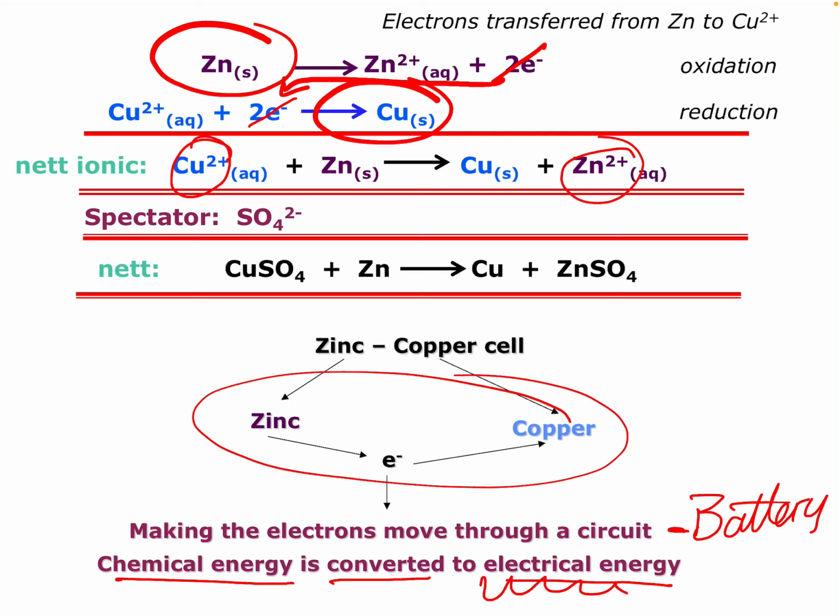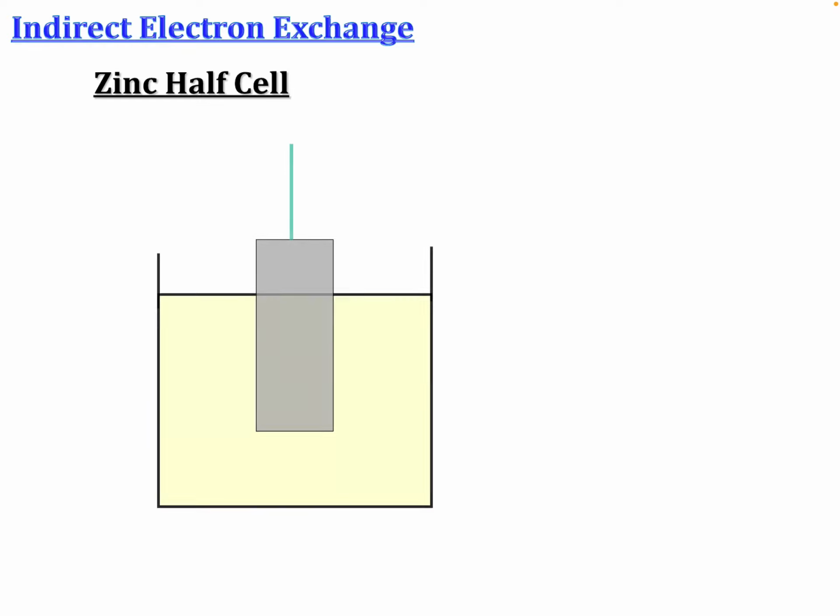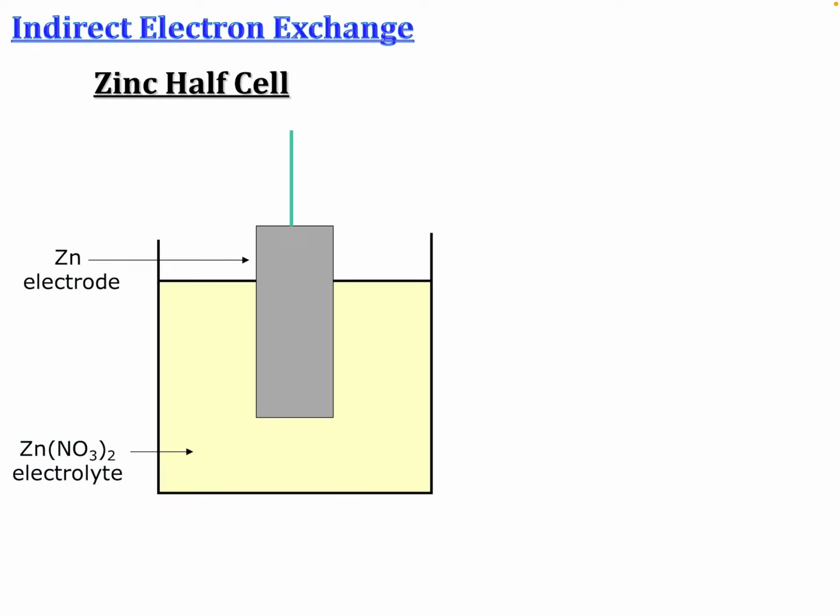So that means I'm going to separate the oxidation and reduction into what we call half cells, and we're going to get indirect electron exchange. So let's look at each half cell separately. What we have here is the zinc half cell, the zinc part of the reaction. In that half cell, you have a zinc electrode and you have a zinc electrolyte.